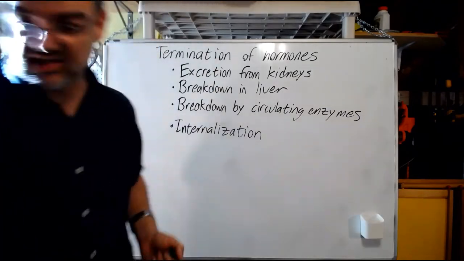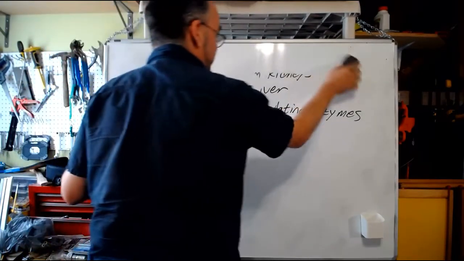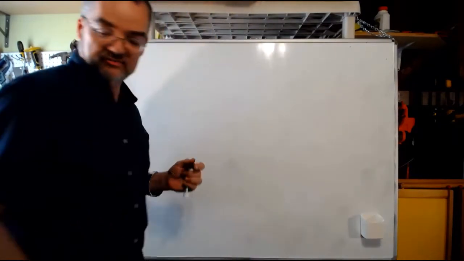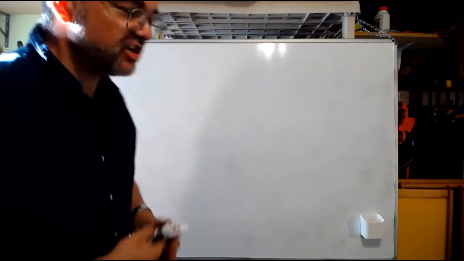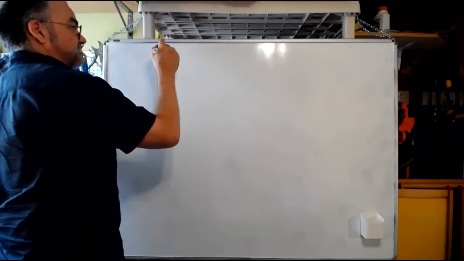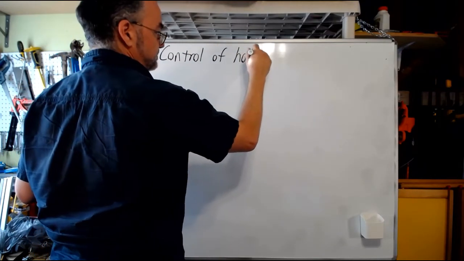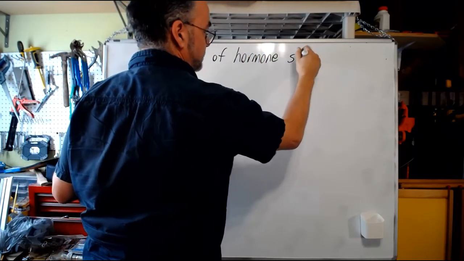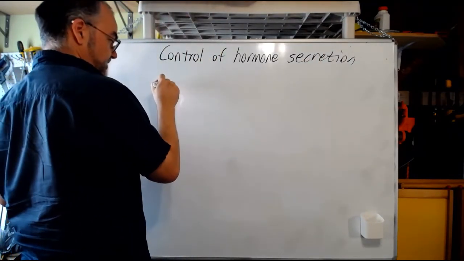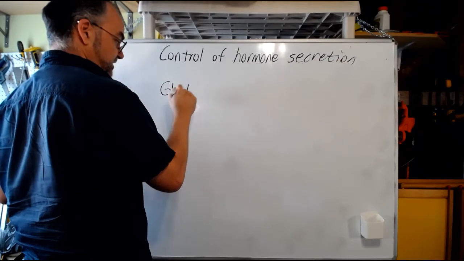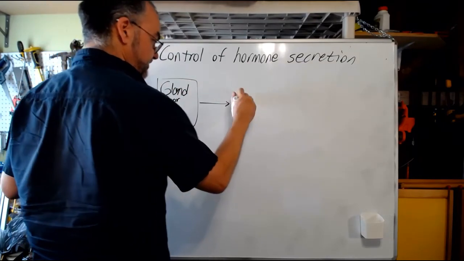Now there's one last topic for this first lecture, which is a very brief look at some mechanisms by which we control when hormones are secreted. In general, so let's talk control of hormone secretion. Now, much of the time, we've got a gland or a cell that produces the hormone.